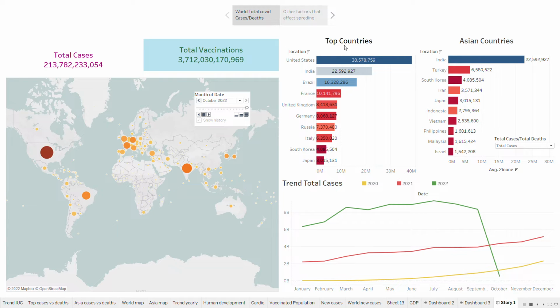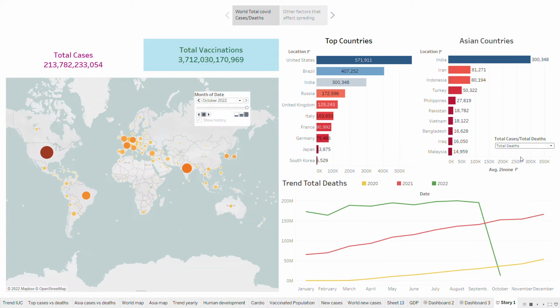After that, in this chart, you can see top countries where the cases are really at a big number. Here are the Asian countries with the maximum cases. I made a dynamic legend in which you can choose between total cases and total deaths.